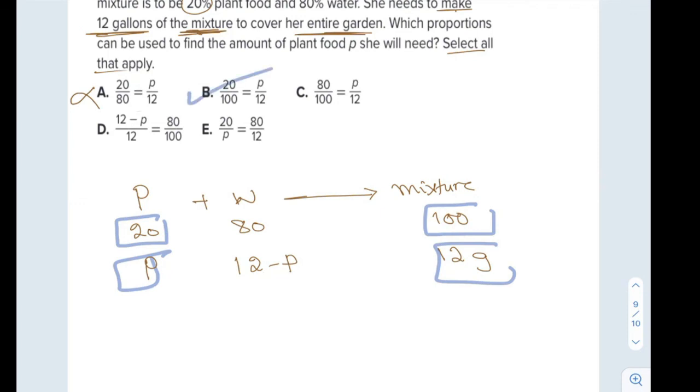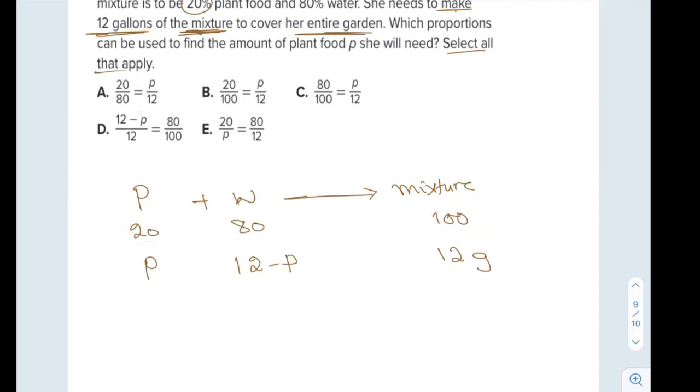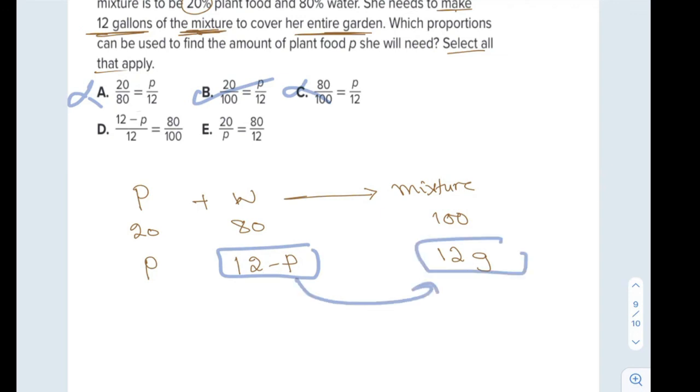C: 80 over 100. Is the order correct here? Let's remove the highlighting first and we will check. So this is wrong, this is correct. And now we are here, 80 over 100 equals P over 12. Of course not, it's not the correct one, so we will cross it out. D: 12 minus P over 12 equals 80 over 100. Same order, bravo, perfect, this is correct.